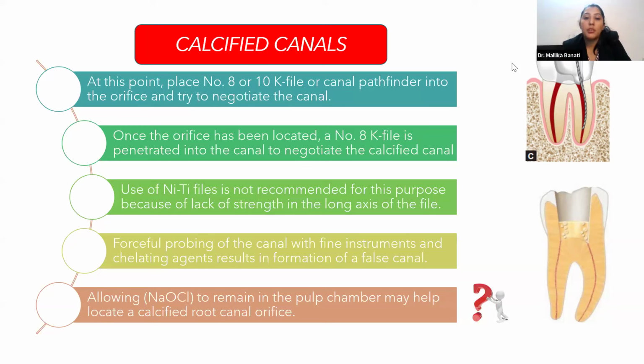Allowing NaOCl to remain in the pulp chamber may help locate a calcified root canal orifice. Why is that? Can anybody tell me? Why exactly does NaOCl remaining in the pulp chamber help you locate a calcified root canal? I'm going to give you a hint. It is a test that we do. So if any of you can tell me later.